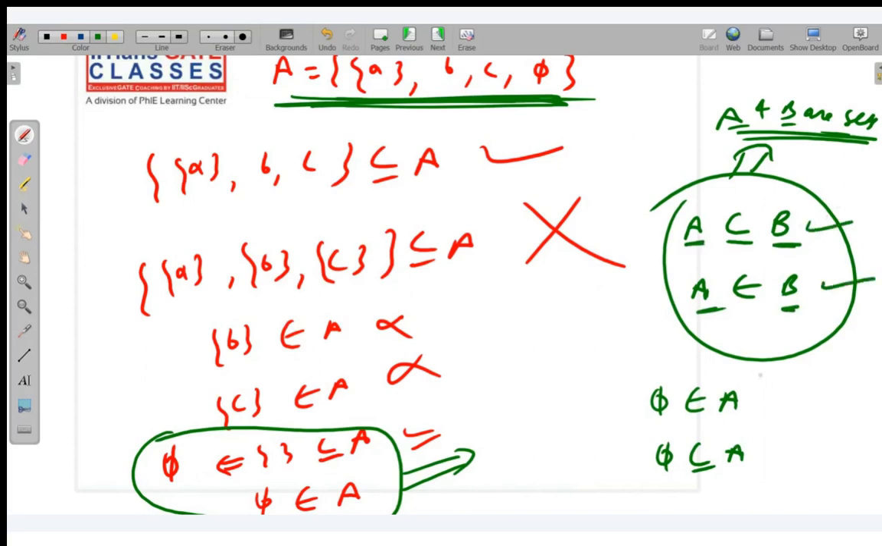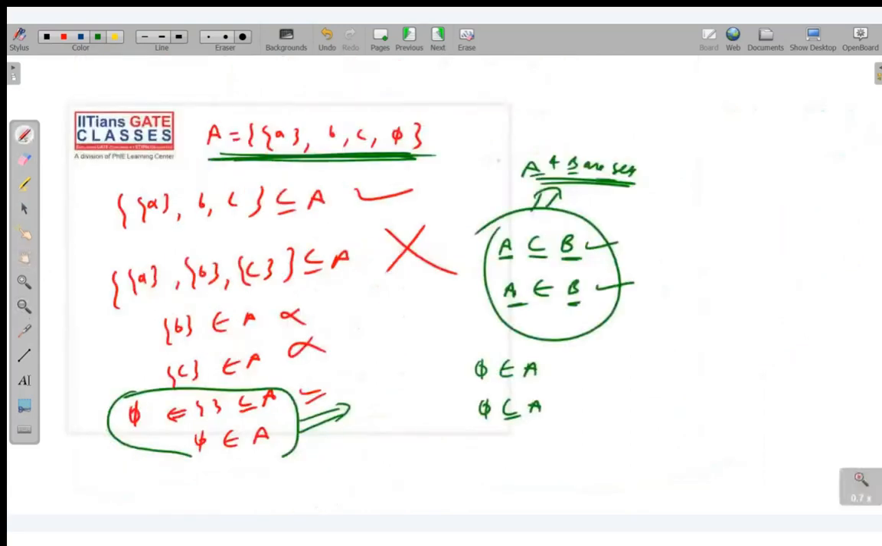And let me give you another interesting question. If they clearly said A and B are non-empty sets, then is it possible? Let me answer that. Non-empty sets. So let me take B as {A} and A.